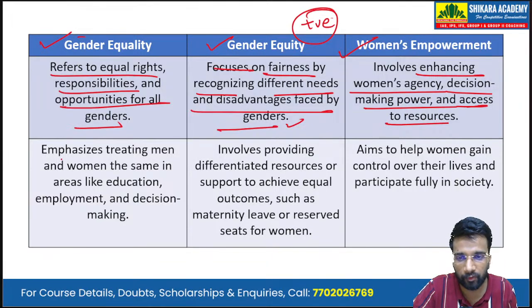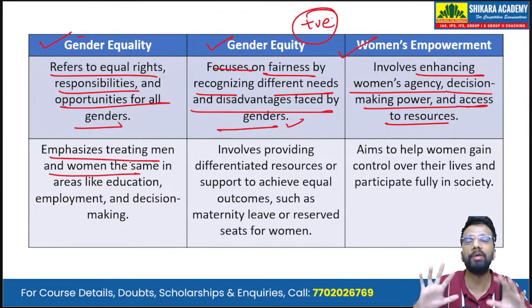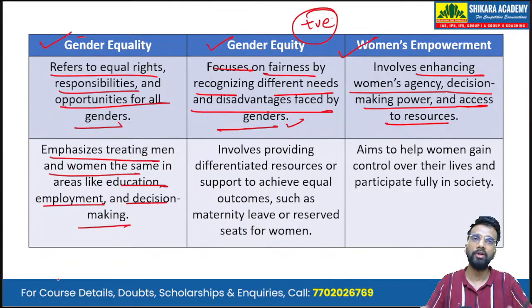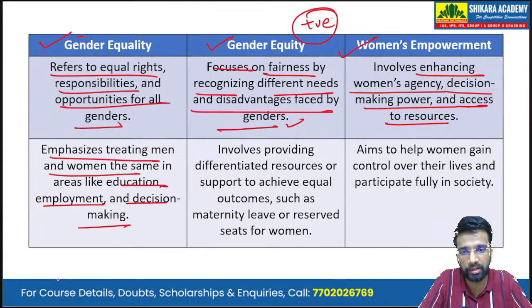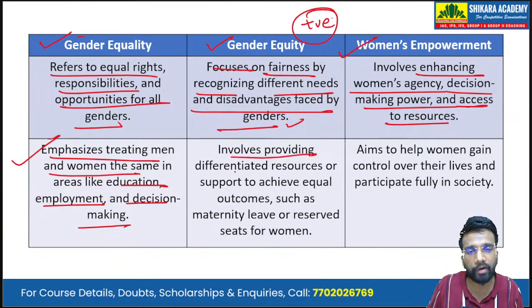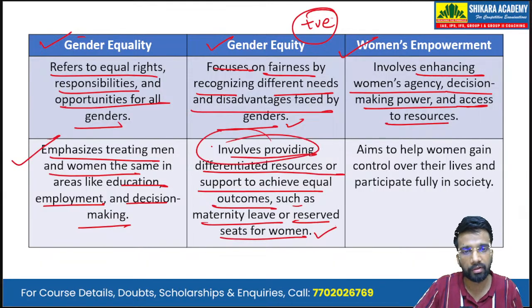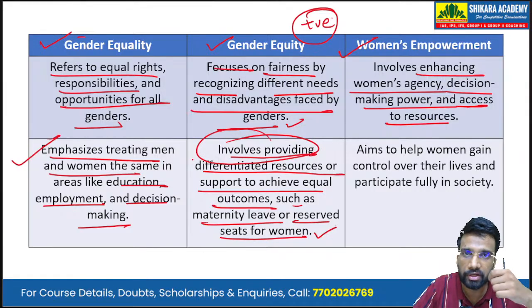Then gender equality emphasizes treating men and women the same in areas like education, employment, and decision making. So in all the sectors, in all the fields, men and women should be treated the same or alike. So that is the concept of gender equality. Gender equity, on the other hand, involves providing differentiated resources or support to achieve equal outcomes, such as maternity leaves and reserved seats for women. So it involves differentiated resources or support to achieve equal outcomes.